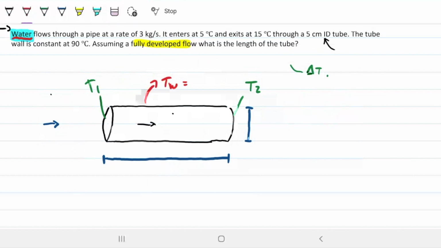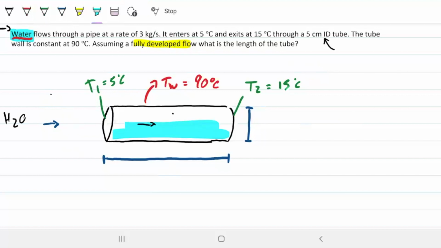Okay, so what do we know? Ts is 90 Celsius. T1 is 5 Celsius. T2 is 15. This is water, not air. So let's put water over here. And actually, let's draw this, make it as lively as possible for anyone who lost their connection and jumps in. So I don't think I can highlight it's water any more than I did.